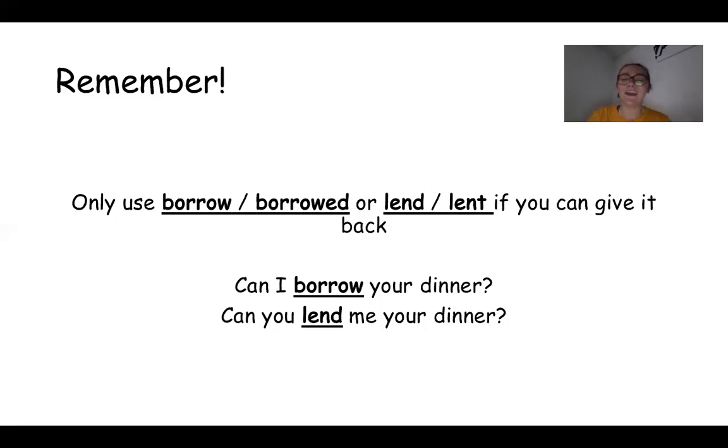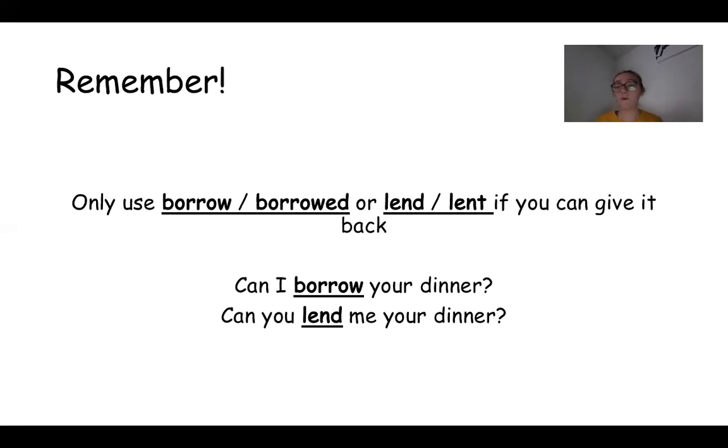So you can't use it for things that you can't give back to somebody, right? So if you said, can I borrow your dinner? Or can you lend me your dinner? It doesn't work because you would eat the dinner and you can't give it back to them. You could make some more dinner, but you can't borrow it. You can't give them back the same dinner. You can't give them back the same thing that you took. And that's what borrowing and lending is. It's giving back. It's giving to people and then giving it back, right? The same thing that you did.